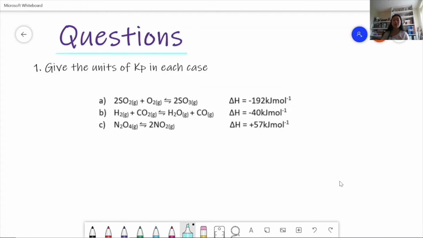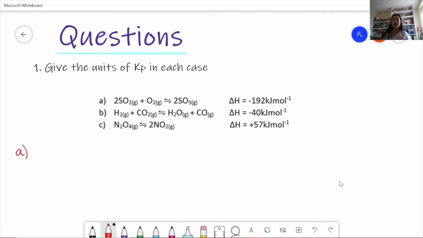Now we're going to have a look at some questions. So give the units of Kp in each case. So we're going to start off with A. And we know that Kp is the partial pressure of the products divided by the partial pressures of the reactants. And so we can find out the units quite easily by just writing out the units of each of the species and then cancelling out.